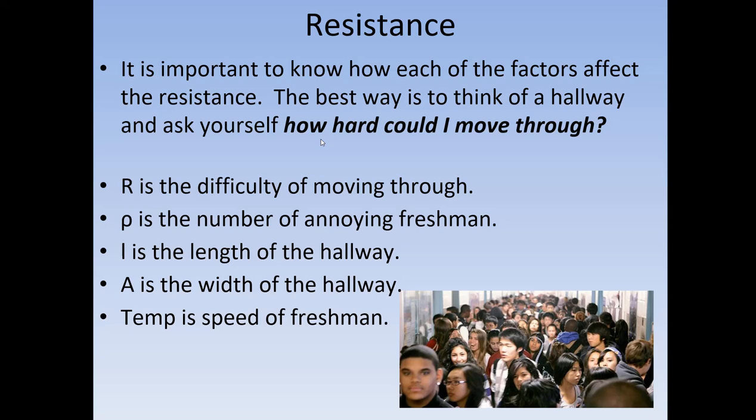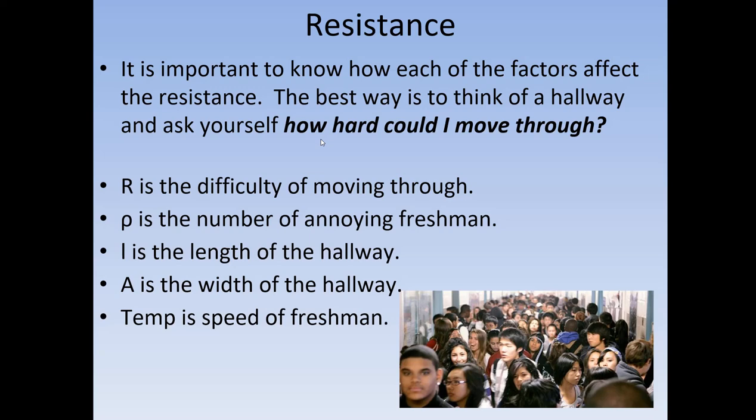As we said, rho being related to the number of people, you can imagine that if you had to go through a hallway that had a ton of people, where the people were packed together, it would be really hard to make it through there if no one else is moving. Likewise, on the flip side, if the hallway was completely empty, it would be extremely easy for you to go through. So the higher the resistivity, the higher the resistance.